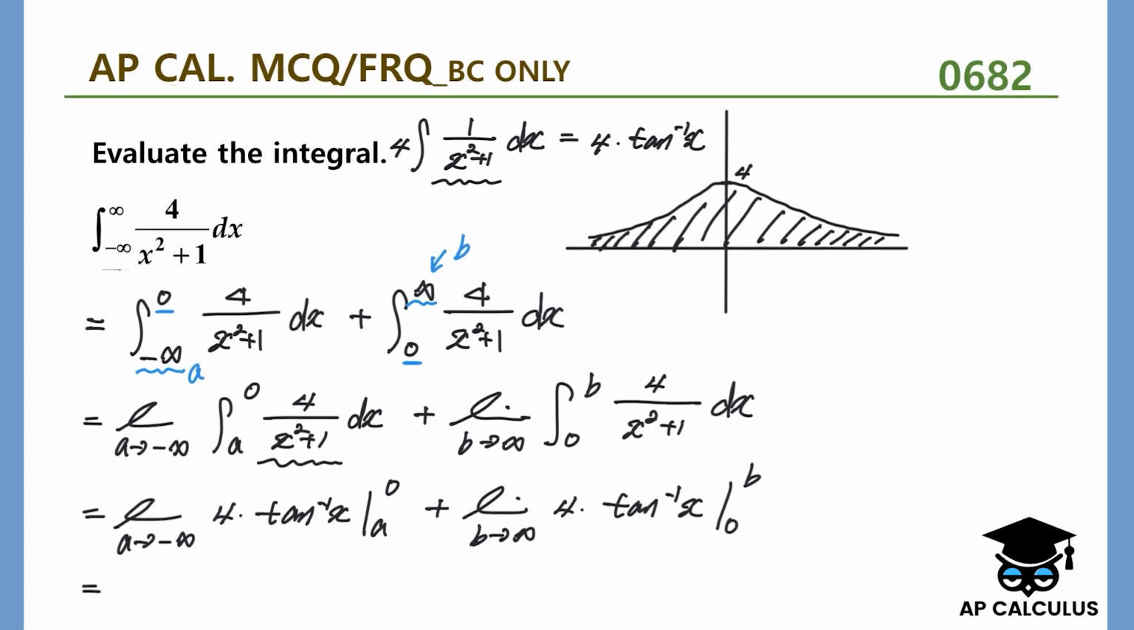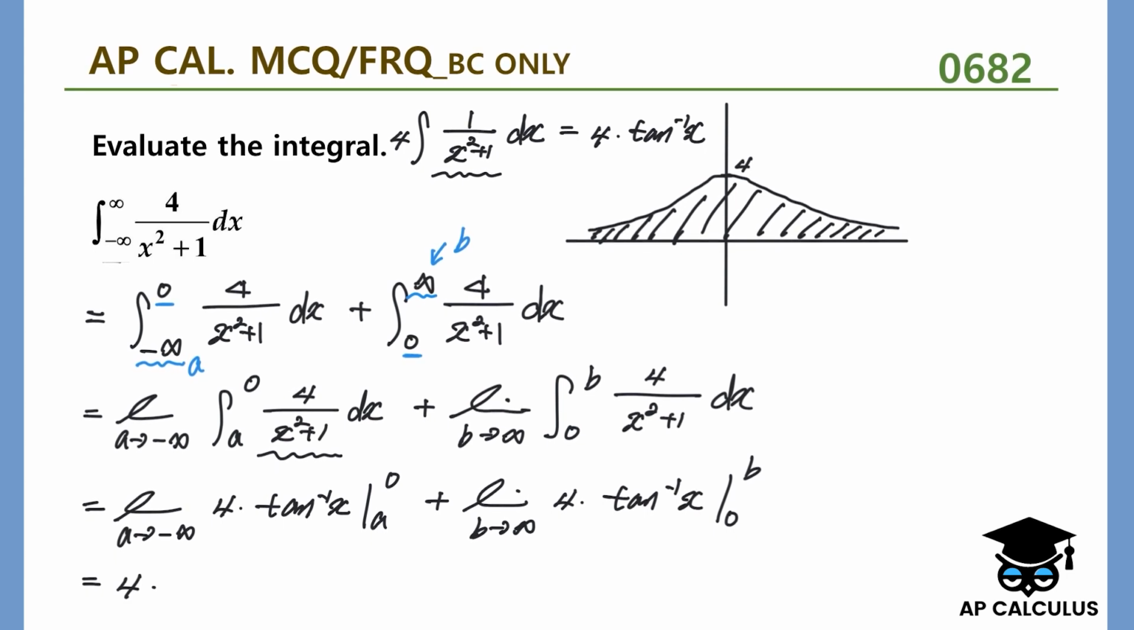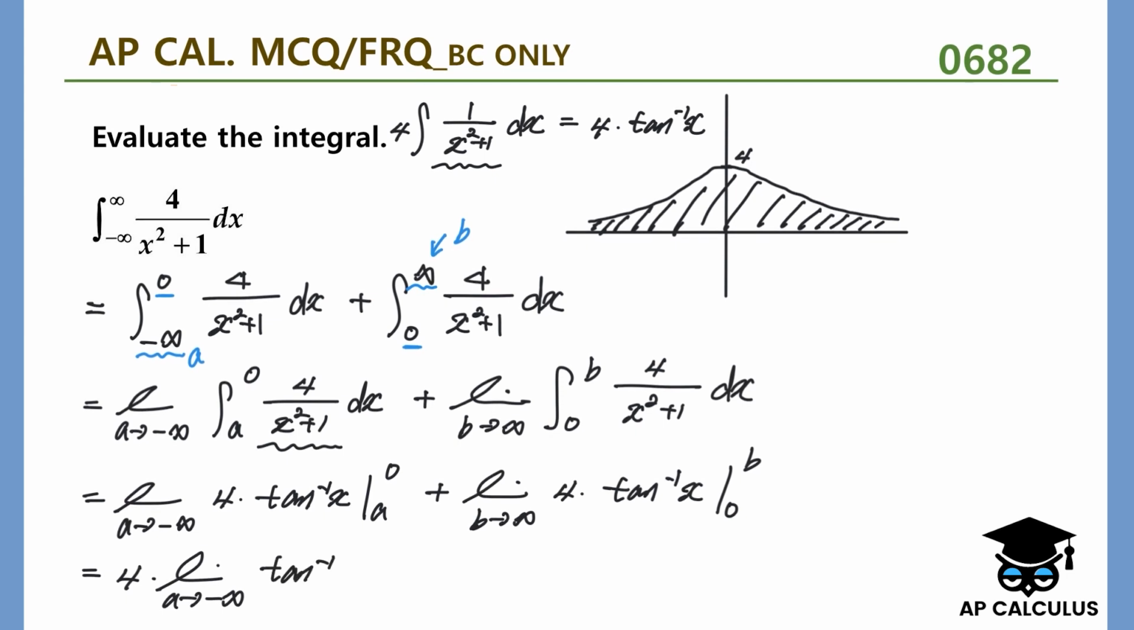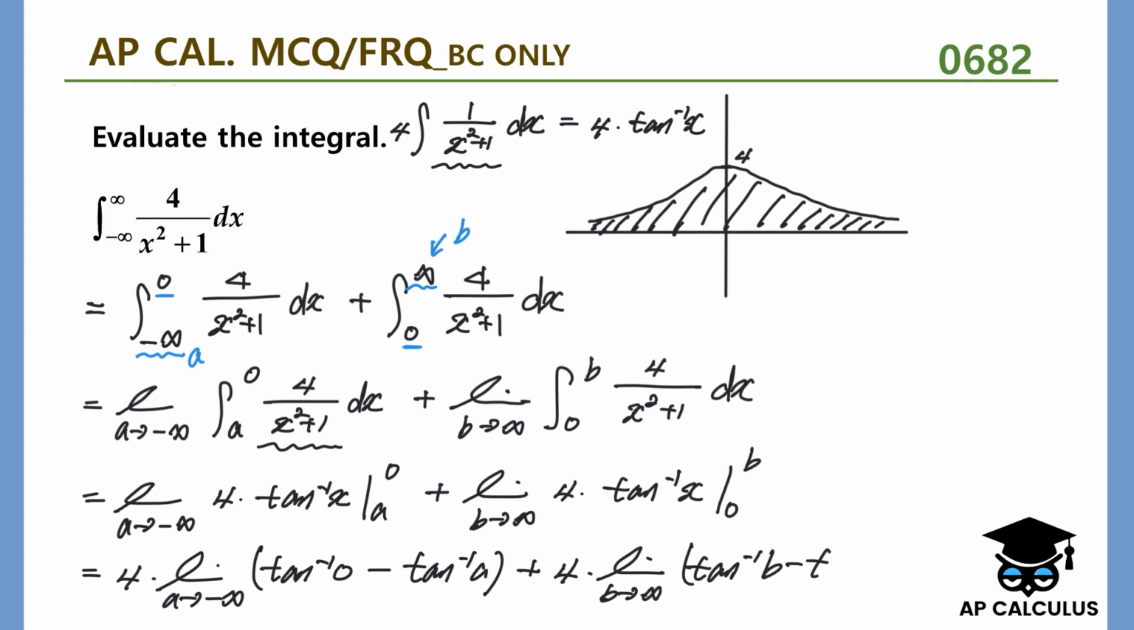So that is equal to 4 times the limit as a approaches negative infinity of inverse tangent 0 minus inverse tangent a, plus 4 times the limit as b approaches infinity of inverse tangent b minus inverse tangent 0, right? We know the inverse tangent of 0 is equal to 0, so this is a 0, and this is a 0. What's inverse tangent a as a approaches negative infinity?